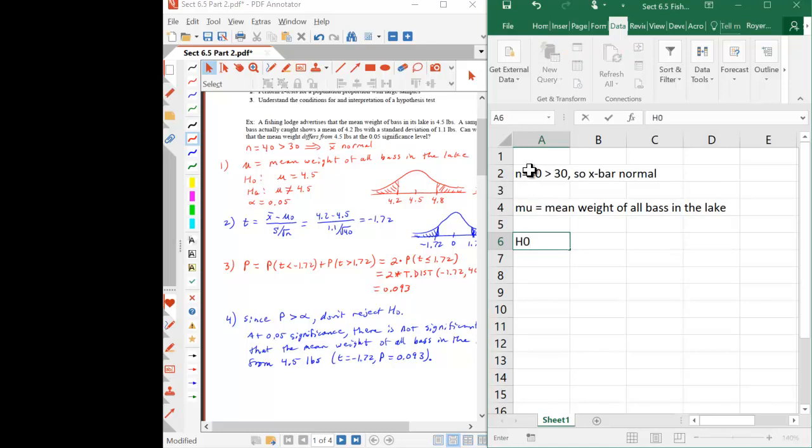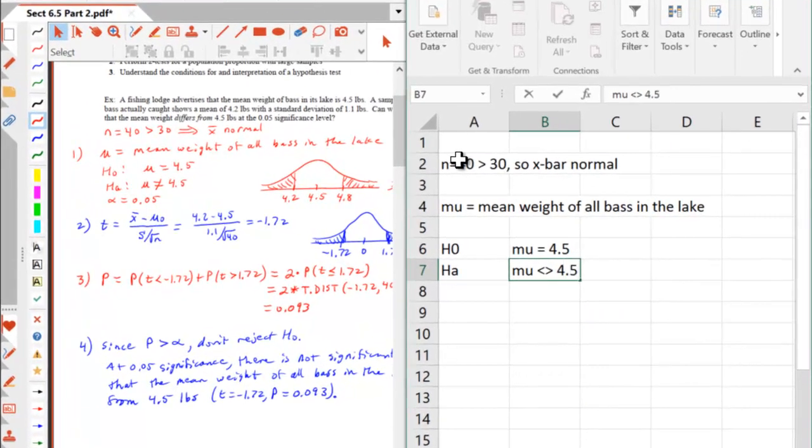Now, I have a null and alternate hypothesis. The null hypothesis is that mu equals 4.5. The alternate is that mu is not equal to 4.5. That's kind of clumsy to type, but you could do a less than greater than 4.5. The next thing is to calculate t.